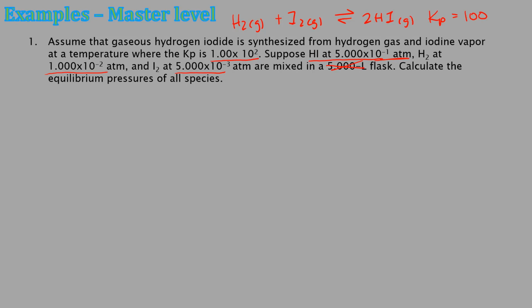All of these are initial because it says suppose they're mixed in the flask together, and we want to find equilibrium. So we have initial and we want equilibrium. So that means we have to do a RICE table. So my reaction, H2 plus I2 to HI, and initially I have a lot. HI is at 0.5. H2 is at 0.01, and I2 is at 0.005.